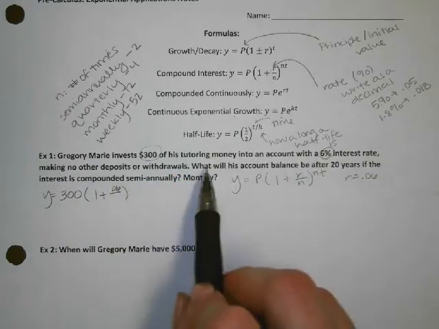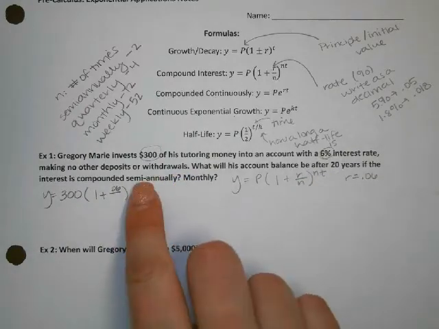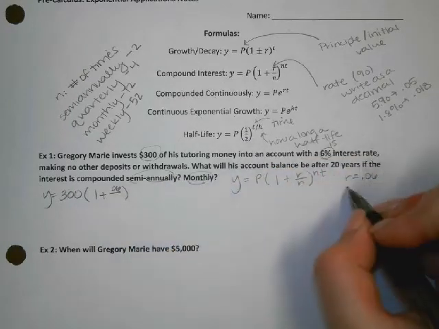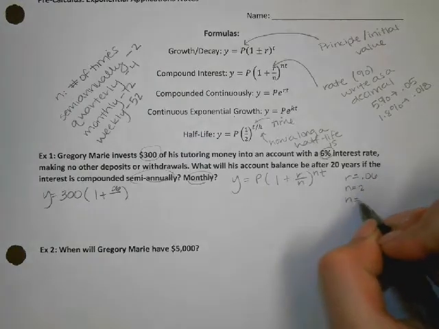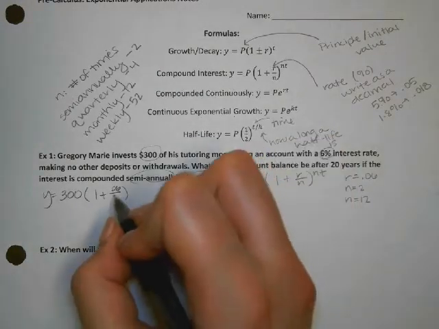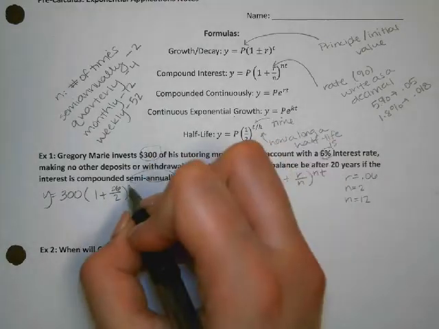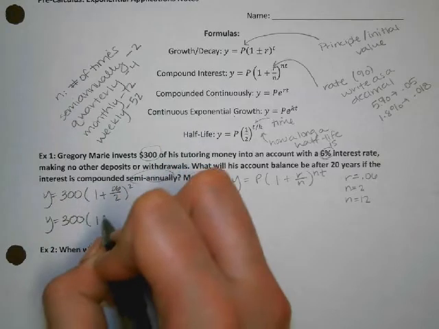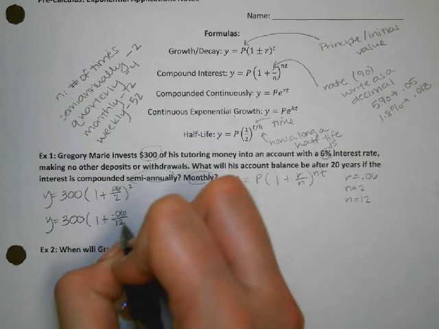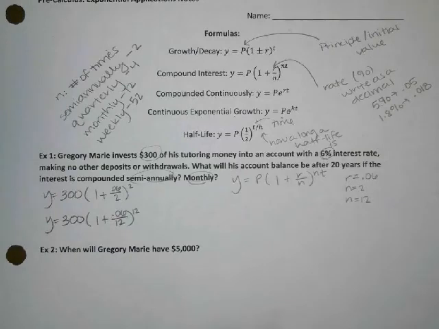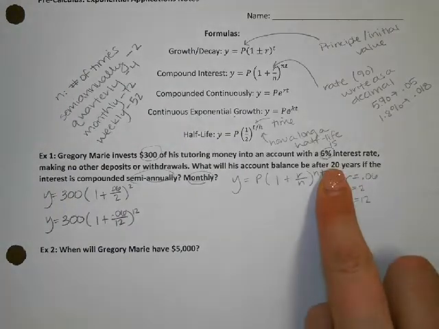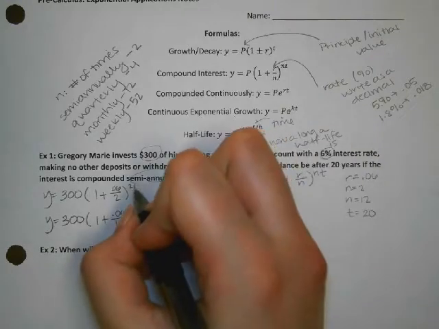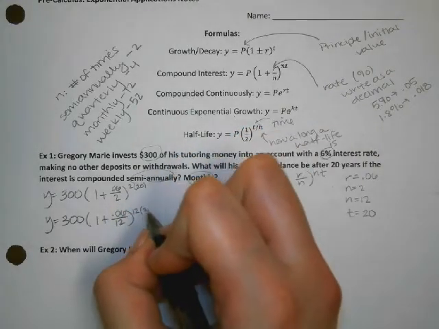The number of times per year, they're asking us to do the problem twice. So semi-annually and monthly means that we're going to do n equals 2 and n equals 12. So number of times per year semi-annually, 2. And then I'm going to set up the problem again because we're also going to be plugging in 12. And then it says the balance after 20 years, so t is 20.